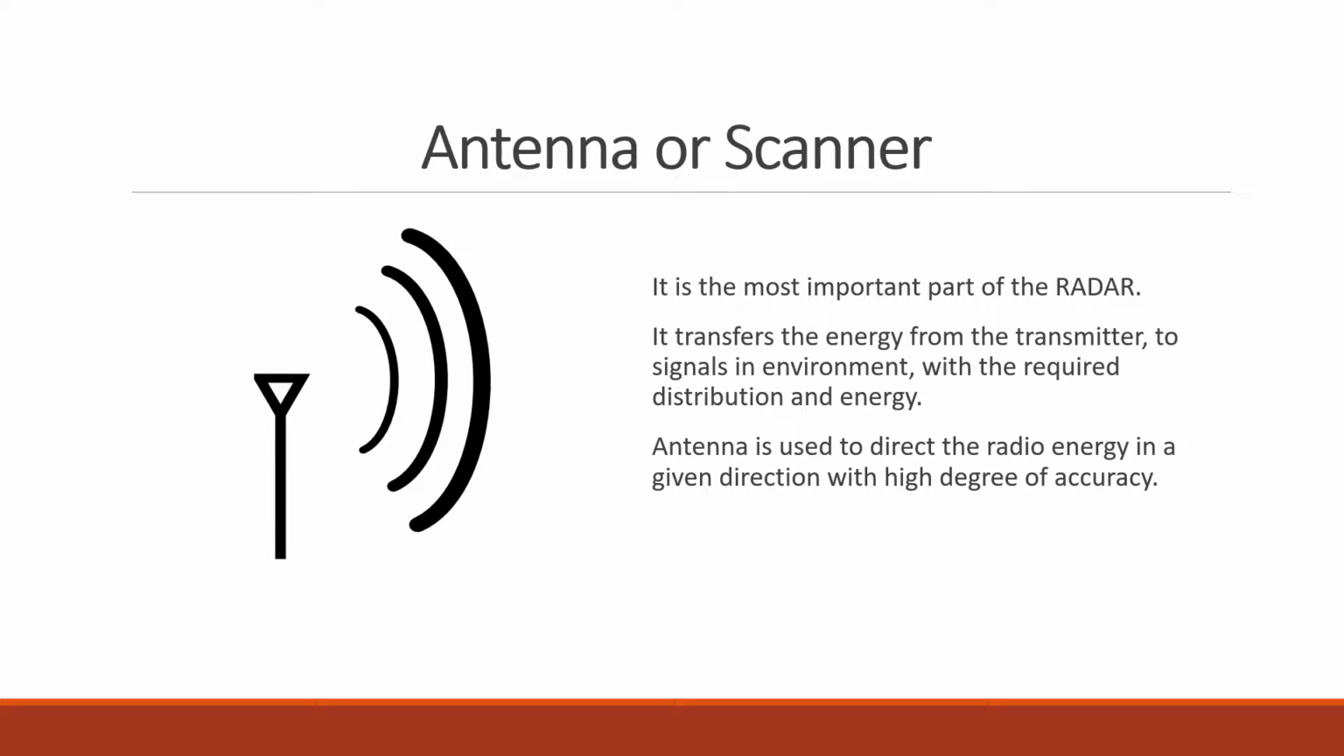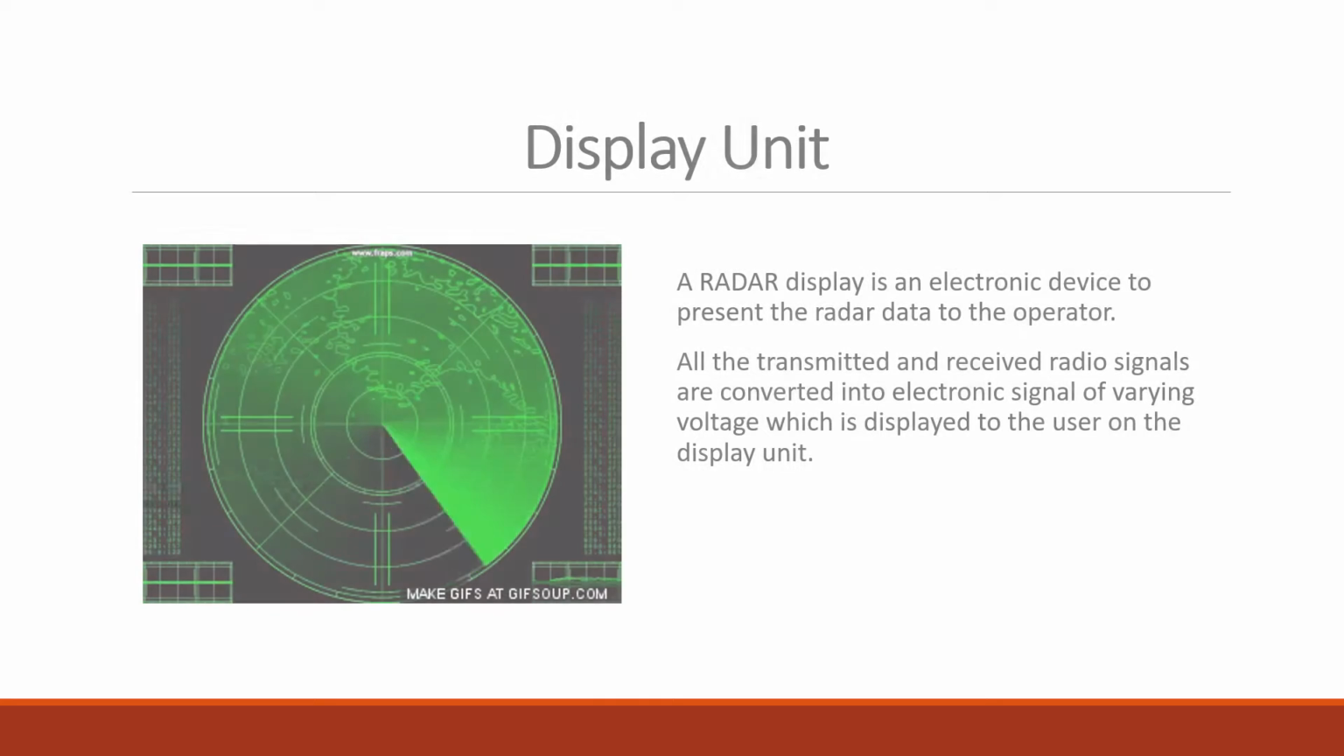Antenna. It is the most important part of the radar. It transfers the energy from the transmitter to the signals in the environment, with the required distribution and energy. The antenna is used to direct the radio energy in a given direction with a high degree of accuracy.